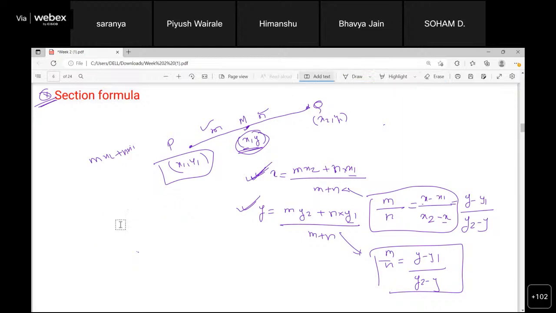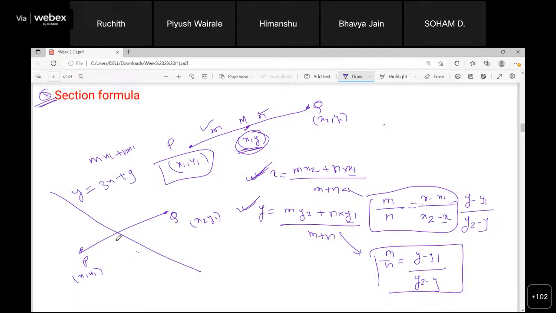Okay, just one minute. Suppose this is my P and this is my Q. This one is given to me as x1 y1 and x2 y2. There is one line whose equation is, say, y equals 3x plus 9, and it divides this line PQ in the ratio m is to n. Then find the value of m plus n, or you can say just find the value of m is to n.